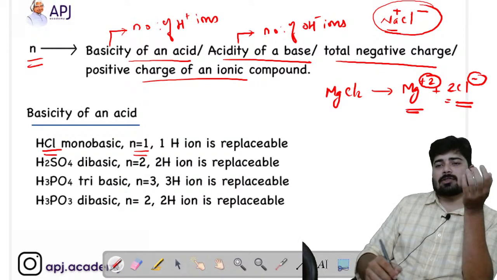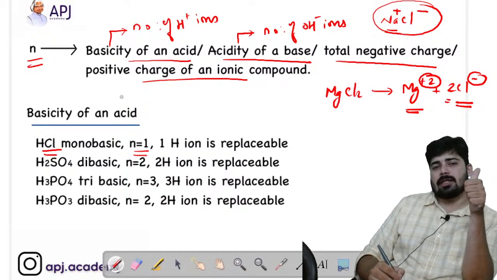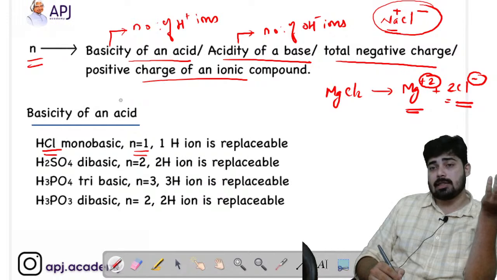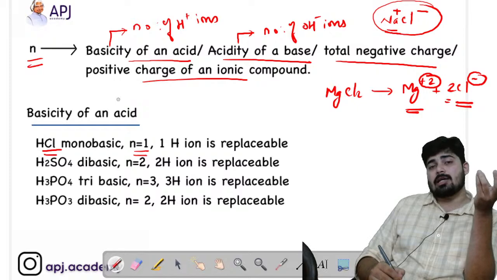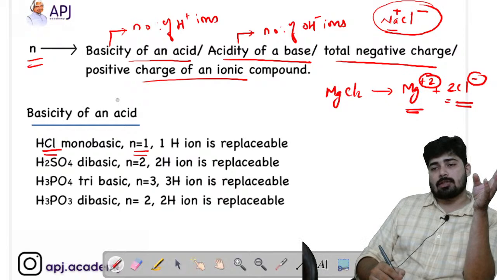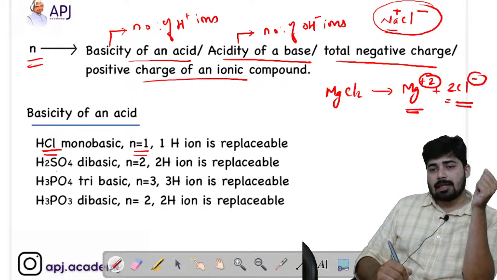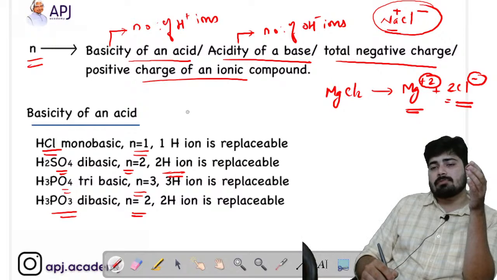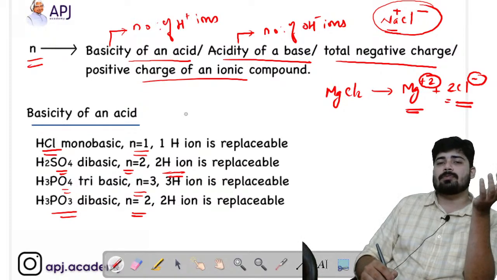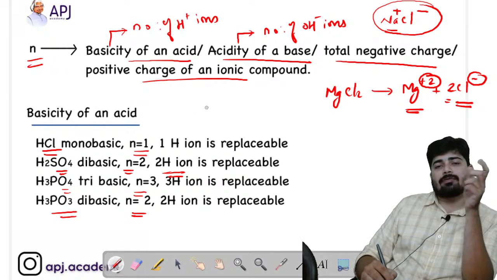So valency factor is simple: it can be represented as the basicity of an acid, meaning how many H+ ions it releases, or as the acidity of a base, meaning how many OH- ions it releases, or as the total positive or negative charge of an ionic compound. In the case of H2SO4, it is dibasic, so it can release 2 H+ ions. H3PO4 is tribasic, releasing 3 H+ ions. And H3PO3 releases 2 H+ ions. There is a confusion between H3PO4 and H3PO3. For H3PO4, the valency factor is 3.